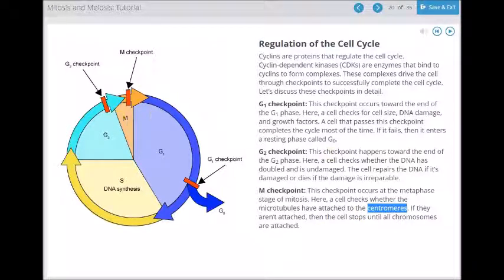So these checkpoints are really important, and they really help the cell from screwing this process up, because it's complicated all the way around, and it needs to stop every once in a while and say, hey, okay, how are we doing? Did we do this right? If not, let's fix it.